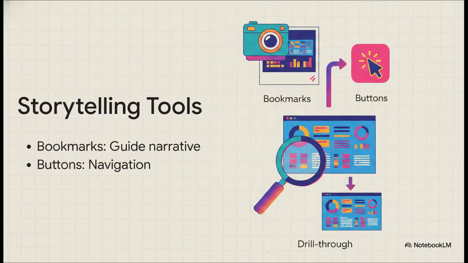And when a question asks how to guide users through insights without cluttering the page, you're going to want to pair bookmarks with buttons for the correct answer. Bookmarks save the exact state of a report page, and buttons give users a really clear way to navigate that guided narrative. If you need to jump to a completely different page while passing a specific filter context, like, say, going from a broad sales summary to a specific customer's details, well, that's exactly when you use drill through.